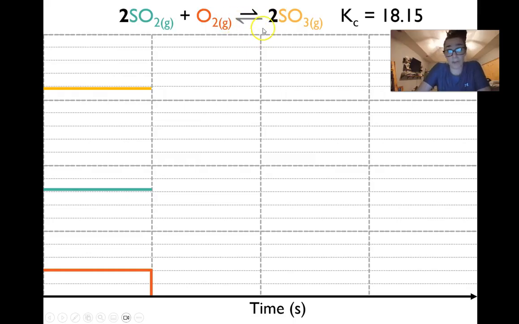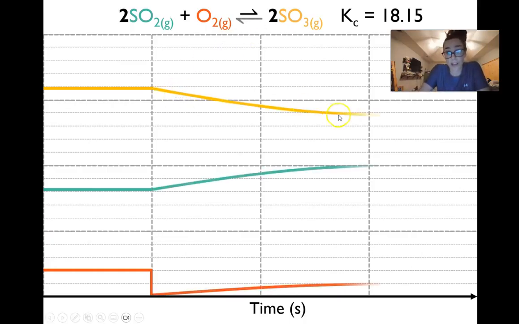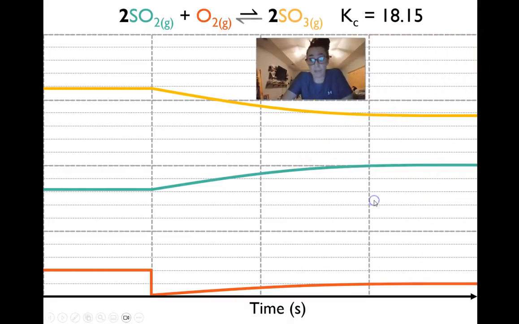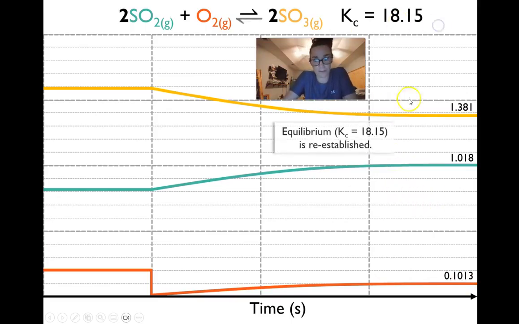So this bottom arrow is getting bigger because, hey, I need to make some more oxygen to compensate for the loss. So I'm going to shift. It's called shifting to the left. I'm going to shift to make more reactants. So then I'm going to have my sulfur trioxide go down a little bit because it's being used up to make some more oxygen. And then I'm going to see both oxygen and sulfur dioxide go back up until I get the same equilibrium ratio. If I take the ratio of products to reactants, I'm going to get the same equilibrium constant. Okay, so equilibrium again is reestablished.